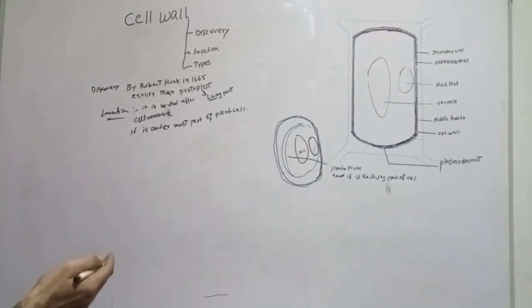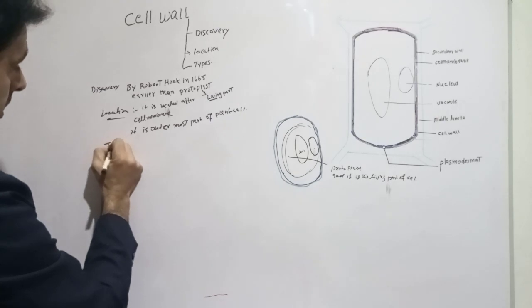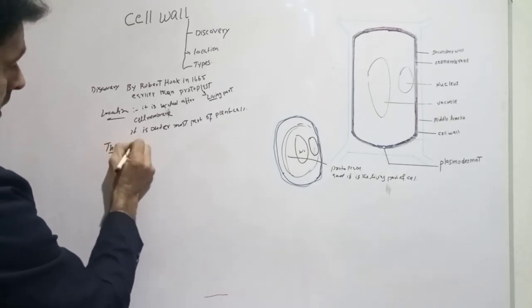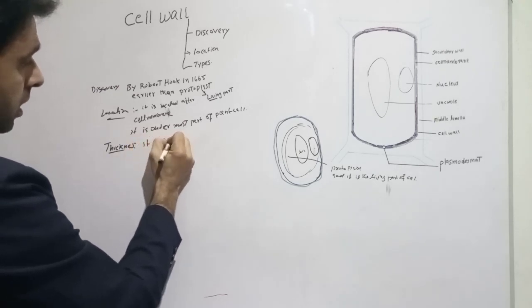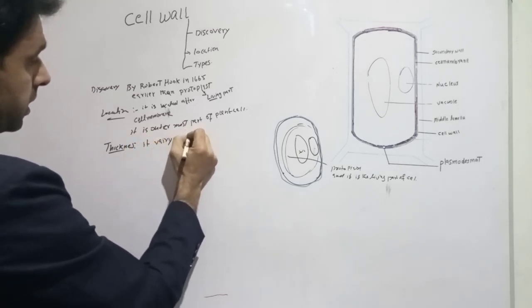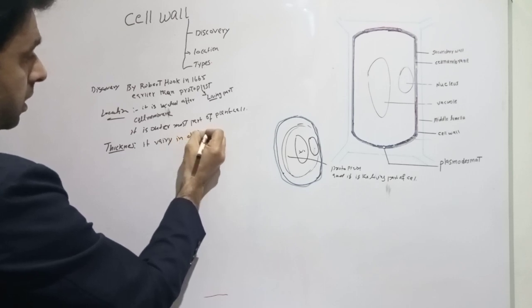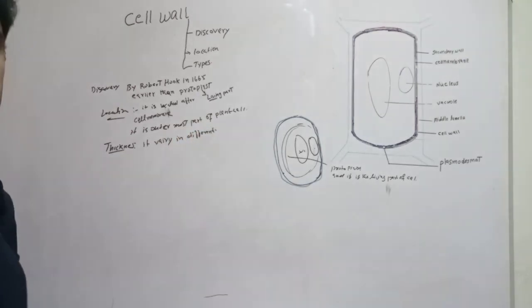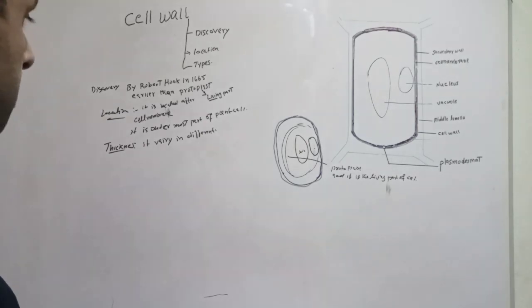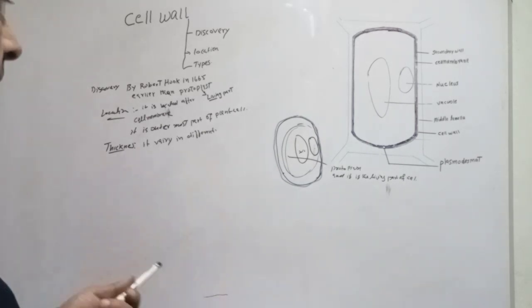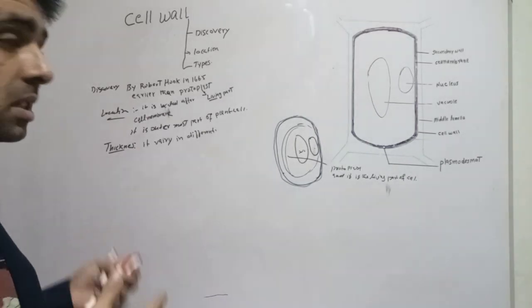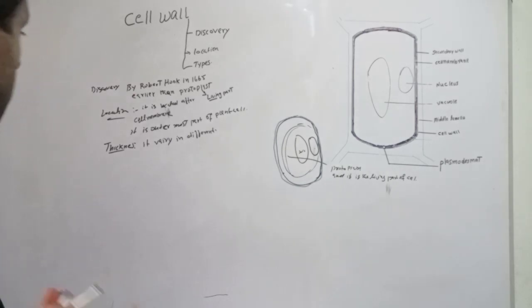Now, its thickness varies. It means its thickness varies in different parts and different plants. Some plants have it more thick and the other is not so thick, it is thin, just like this. That's why it varies in thickness, because it's different in different plants.